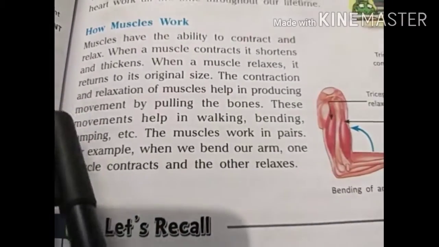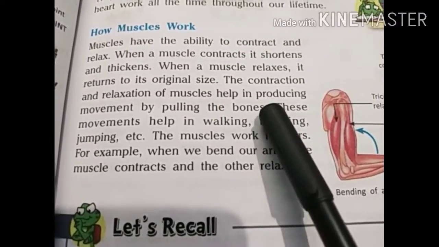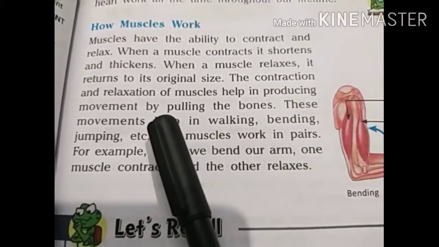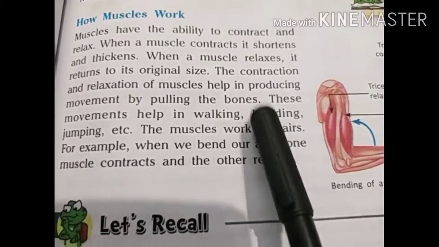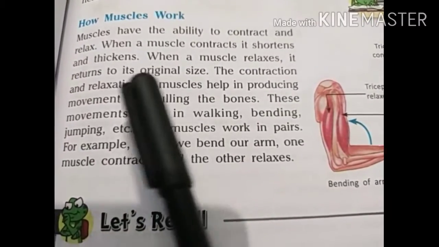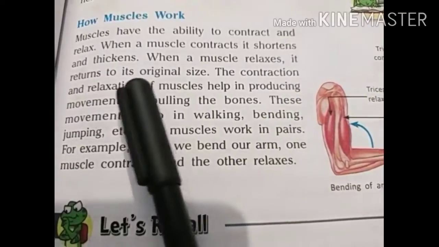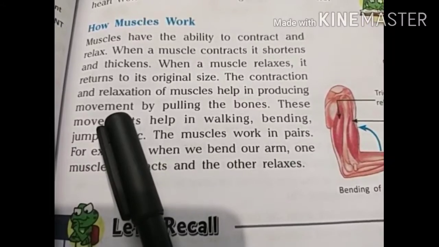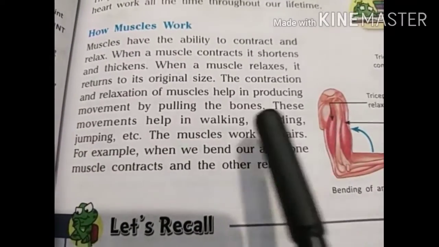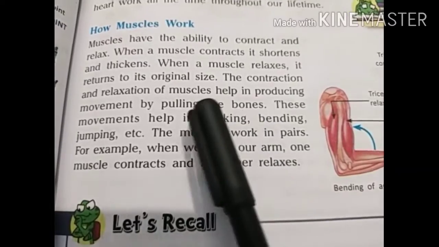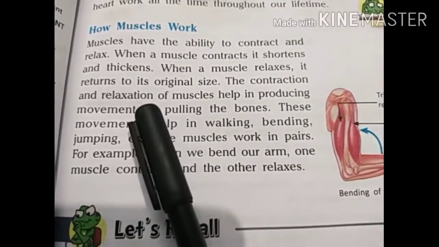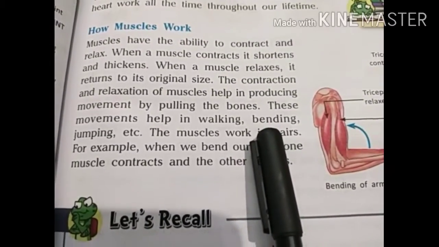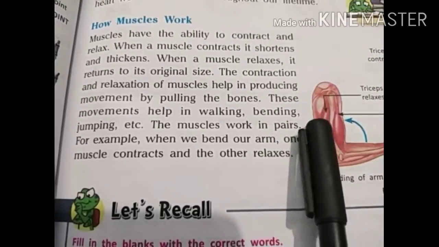So contraction and relaxation of muscles help in producing movement. They help in producing movement by pulling the bones. This means these two processes of the muscles, contraction and relaxation, help in the movement of the body by pulling the bones. When bones are pulled by the contraction and relaxation of the muscles, only then is movement shown by the body.